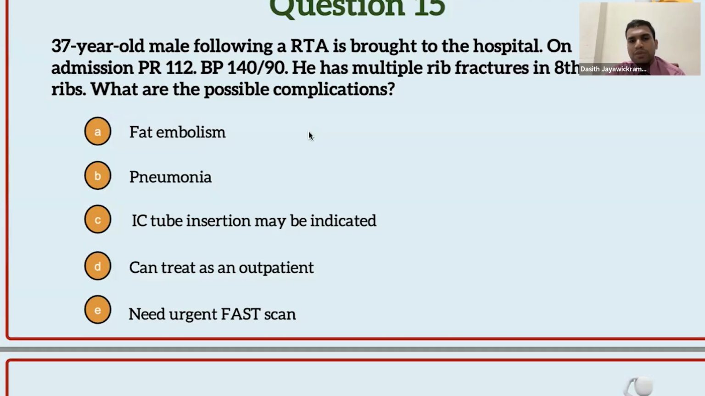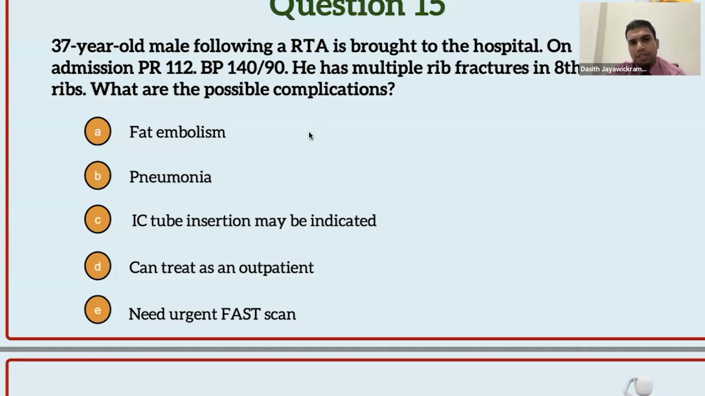If there's pulmonary contusion and basal atelectasis as a result of the flail rib segment, it can cause pneumonia. That is true. IC tube insertion may be indicated. Yes, might be. There could be a new hemothorax or pneumothorax, then an IC tube might be needed. That is true. Can be treated as outpatient?